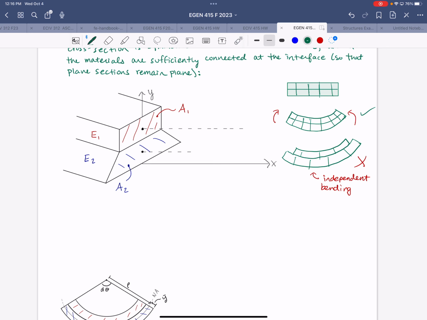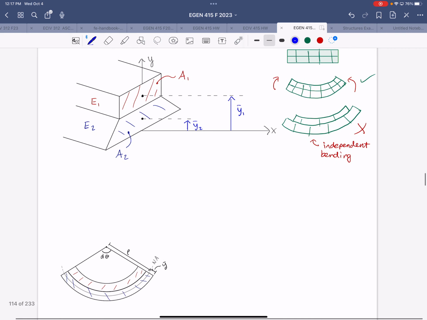Now on this image here, we have generic A1, A2, so different areas representing different materials. And I'm going to go ahead and note on here the distance measured from the bottom of the cross-section to the centroid of each area. So we'll call Y1 bar to that A1 cross-section centroid, and then Y2 bar for the A2 centroid. So the first step is to locate the neutral axis.